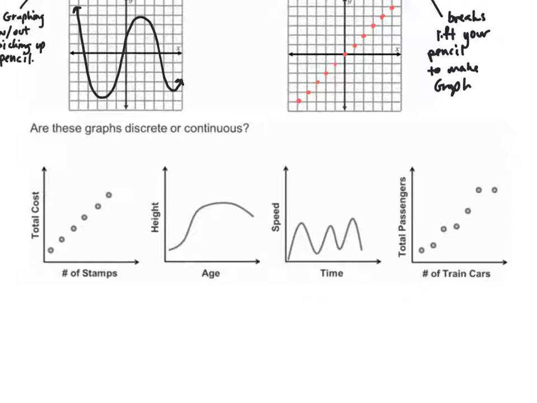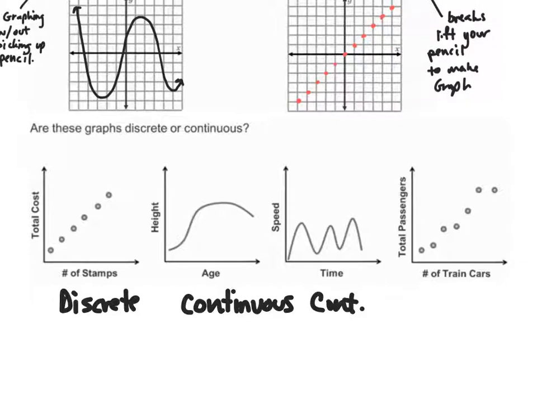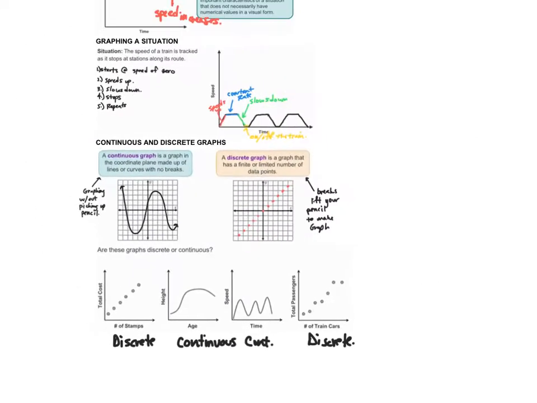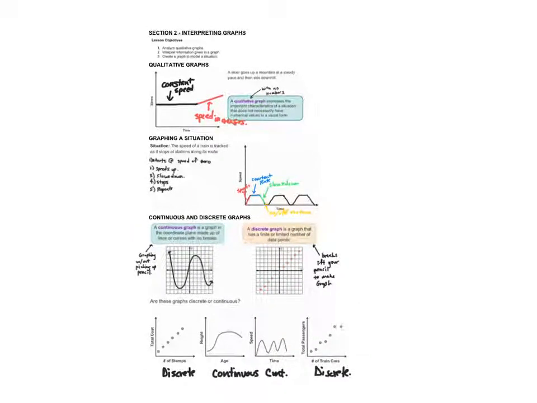All right, so let's go through these problems and let's answer them. What I would do is pause this video, try these problems out first, and then see if you get them right. So I'll give you a couple of seconds to do that. All right, so the answers to this: this is a discrete graph because it's a set of points. This is continuous. Continuous. This is continuous. And then this one is discrete. Okay, so check to see if you got those right. Pretty self-explanatory. All right, let's move on to the next page.